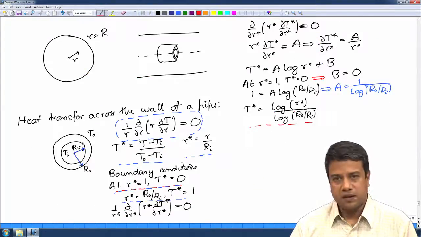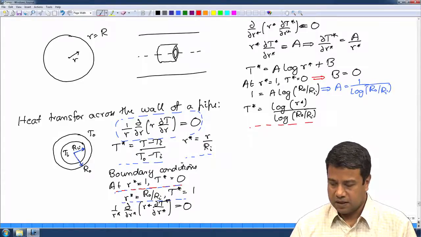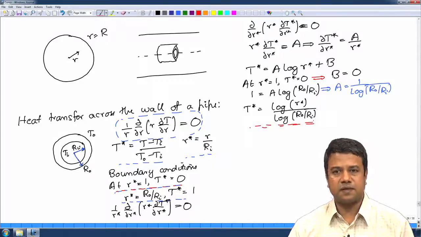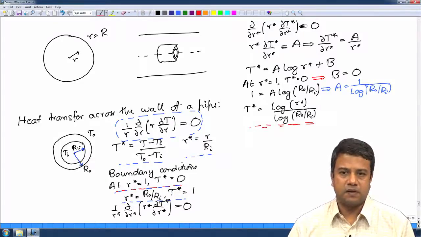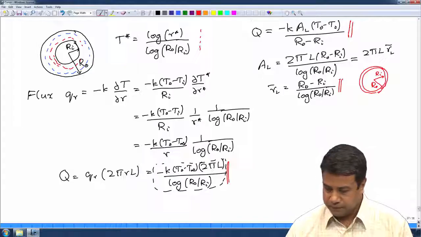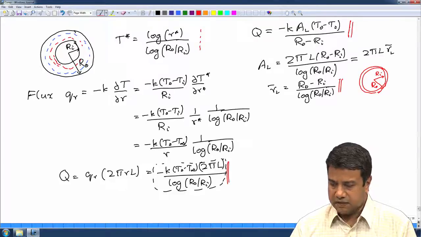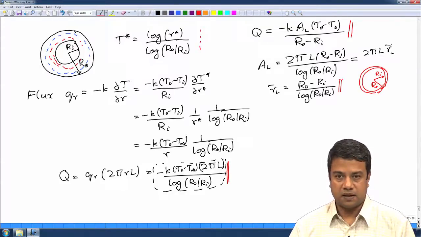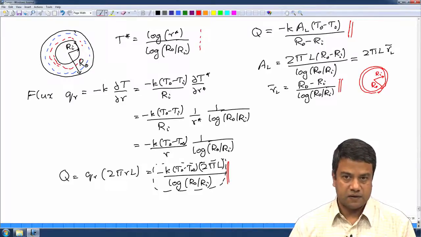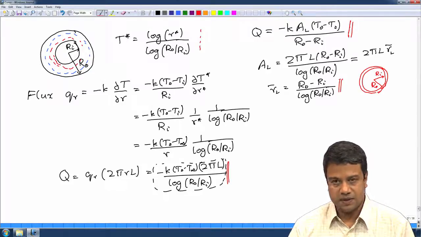We had solved the heat transfer across the wall of a pipe, a steady problem, and we had got this logarithmic profile for the temperature field, which is different from the linear profile you would expect for transport across flat surfaces. And because of that, we had the logarithmic average radius entering into the definition of the area of cross section across which the transport takes place.